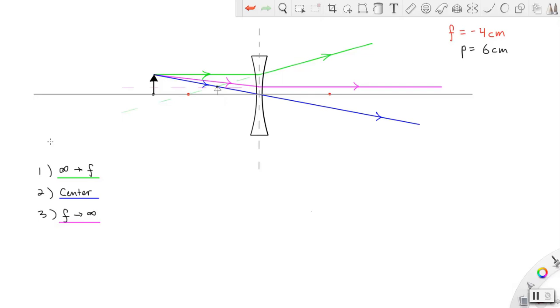In the next video, we're going to be doing the same thing with our spherical mirrors, and we're going to be using these same 3 rays. So, see you there.